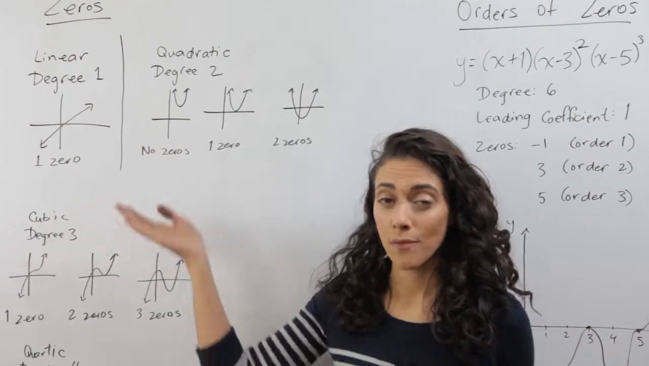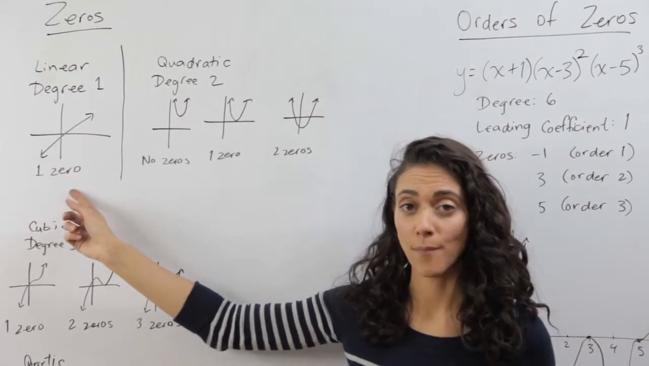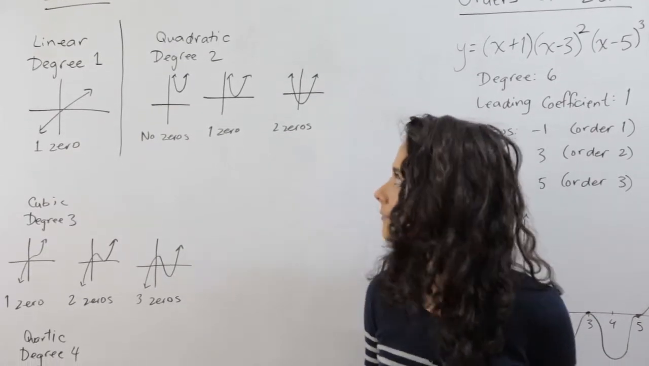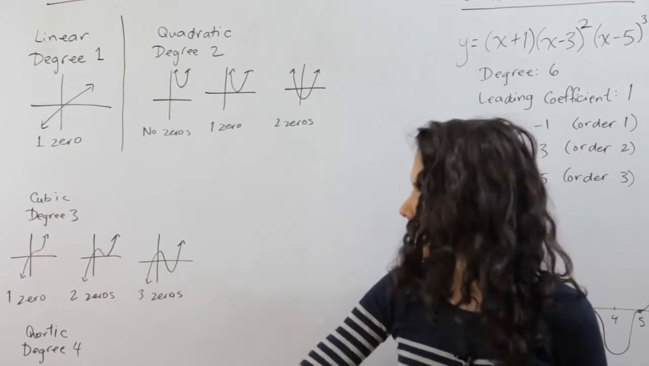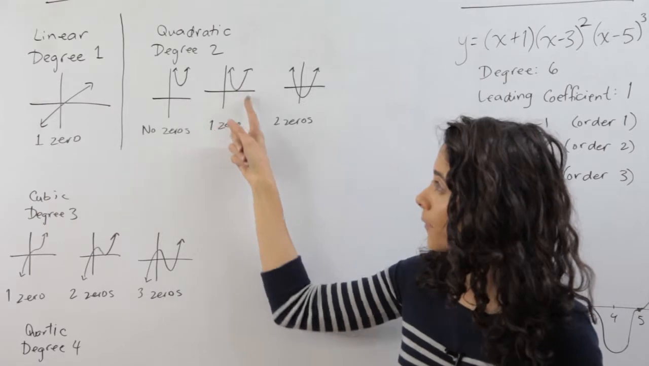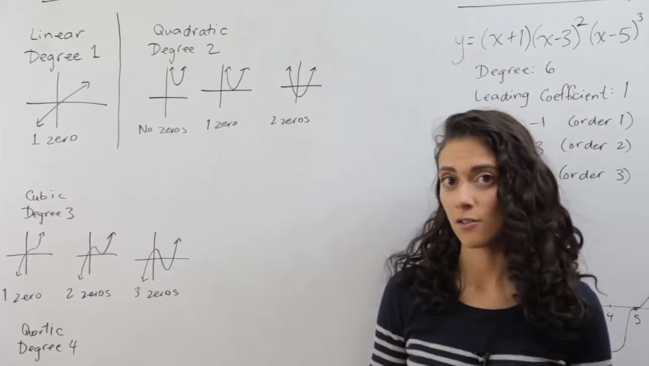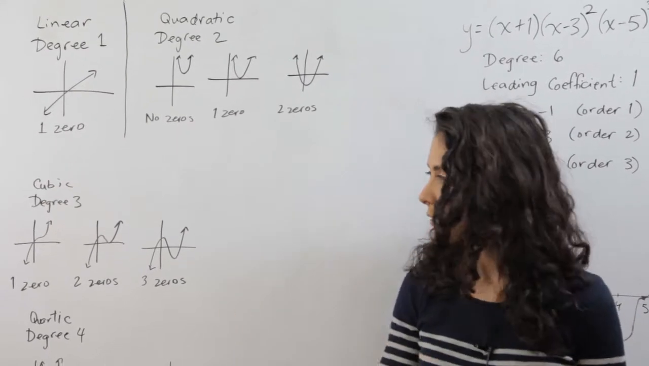Again, you're already familiar with lines and parabolas. We know that a line can only have one x-intercept or one zero. There's no way a line is ever going to cross the x-axis more than once. You know that parabolas or quadratic functions can have no zeros, 1 zero where it just bounces and heads back up again, or 2 zeros where it passes straight through the x-axis at 2 points. Now we can generalize to cubics, quartics, quintics, etc.